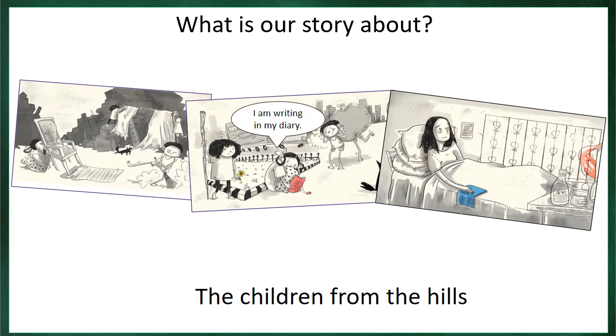In the third picture, she's answering. She's writing in her diary. And in the third picture, there's somebody ill in bed. Who's that person? Is that person related to the children, or is it someone completely different? And what's that in the corner? There's something pink.